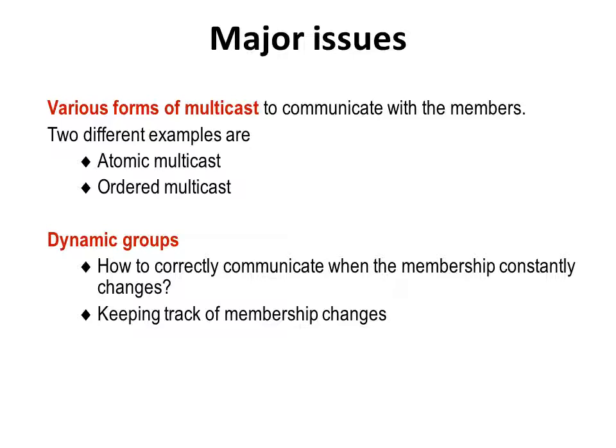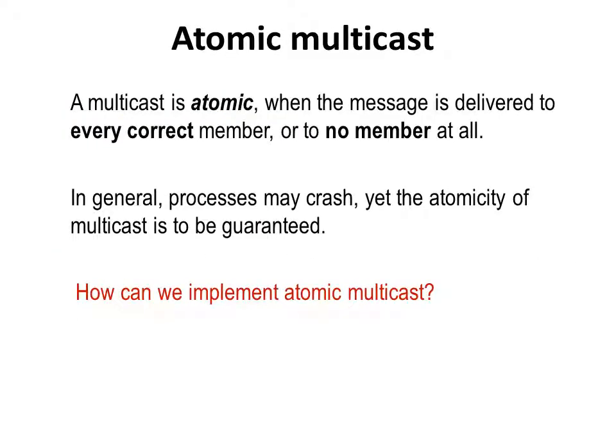Now, we have looked at 4 different types of multicasts: atomic, ordered multicast, IP multicast, and application layer multicast. So you should be able to define in a single line or two each of these types of multicasts: atomic, ordered, IP multicast, and the application layer multicast.